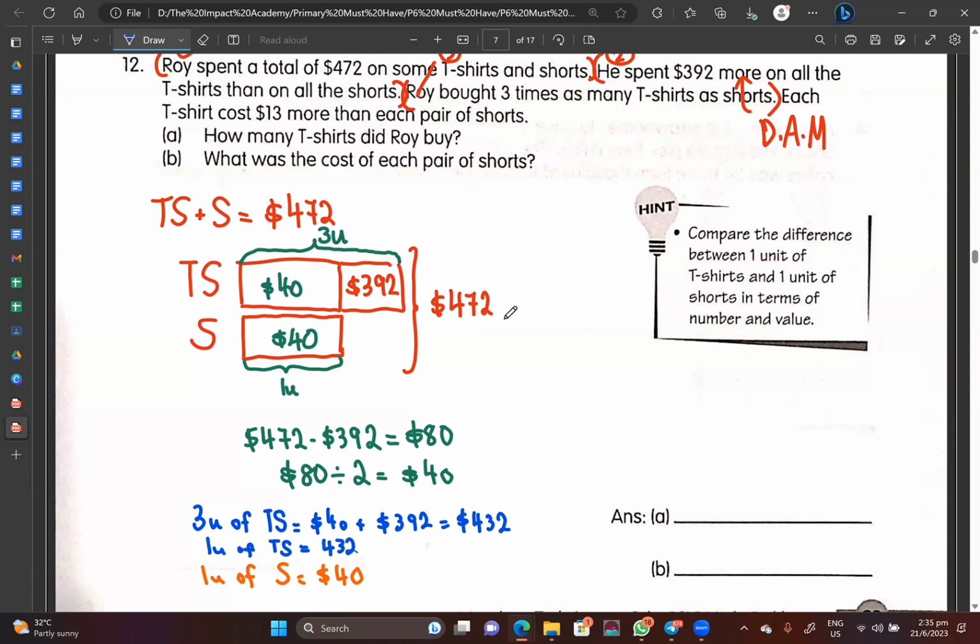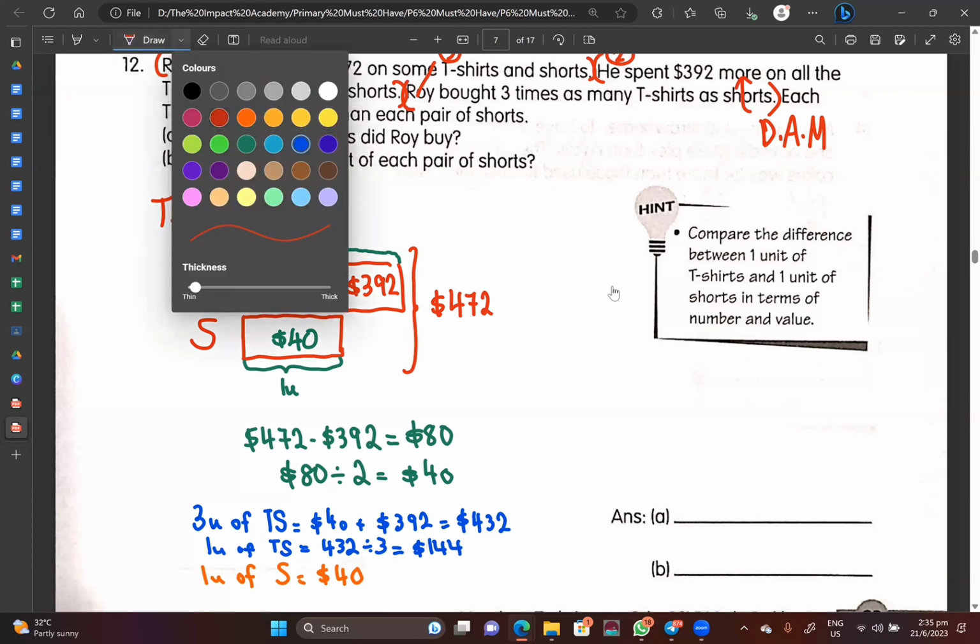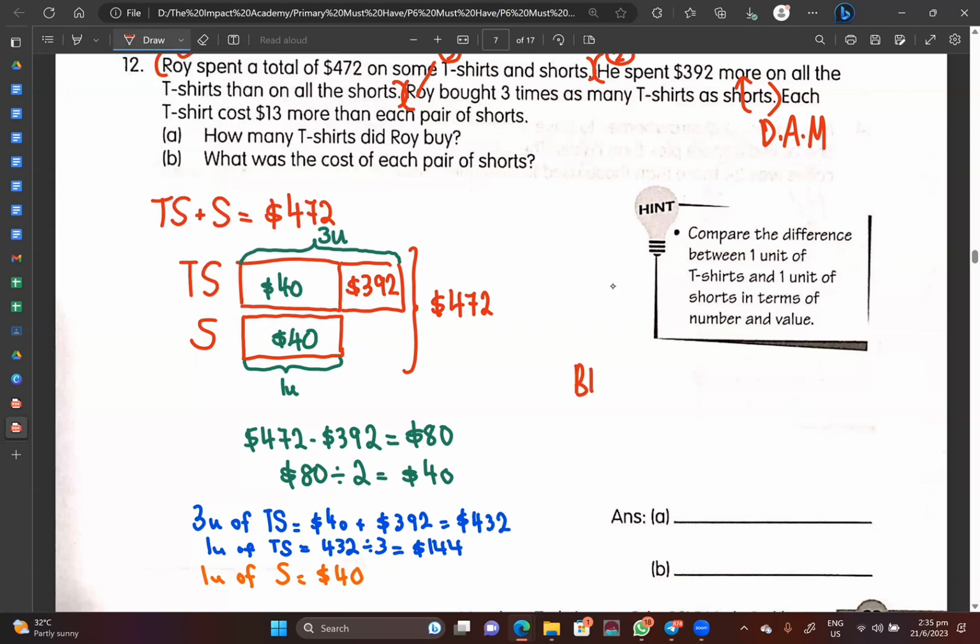Okay, $432 divided by 3, we get to a beautiful answer of 144. Okay, now, so once I have this, I have 1 group and 1 group. What I can quickly do is find out what is my big difference. Okay, what is my big difference? My big difference is 1 group versus 1 group. So therefore, it's 144 minus away $40, and we get to a beautiful answer of 104.